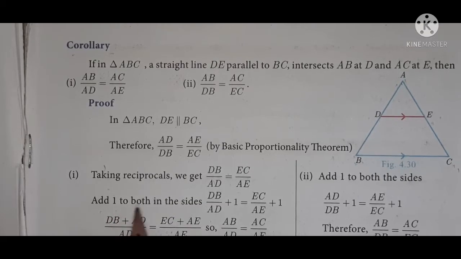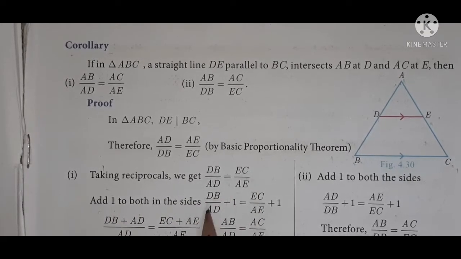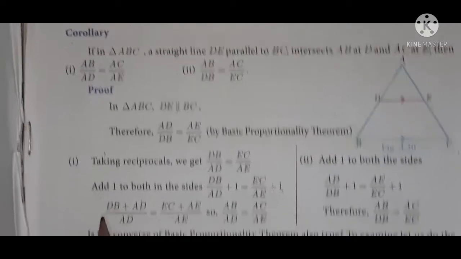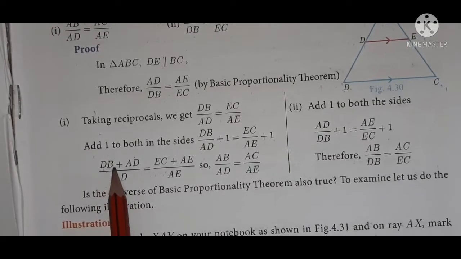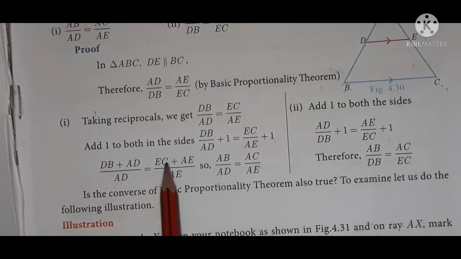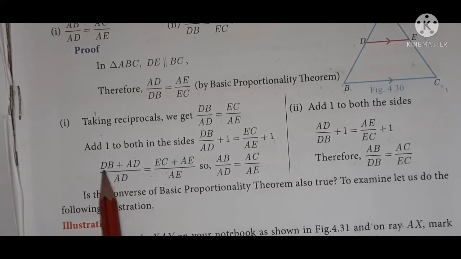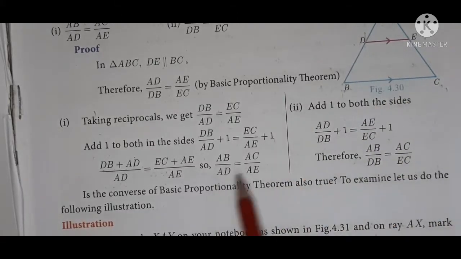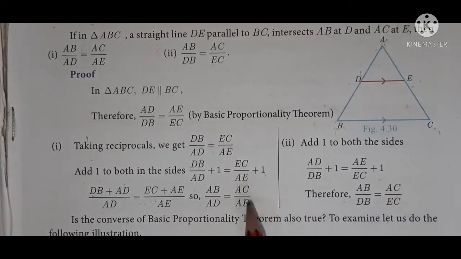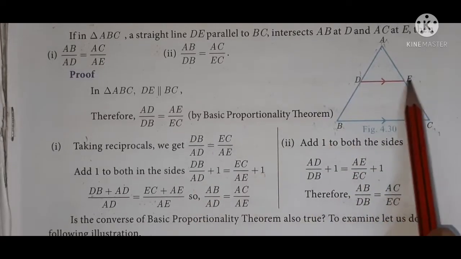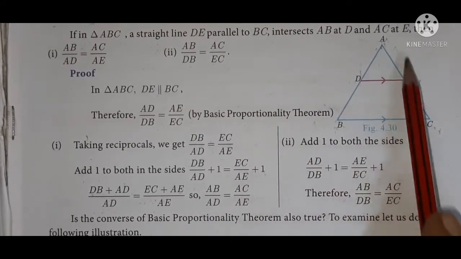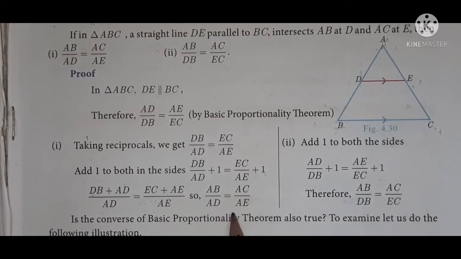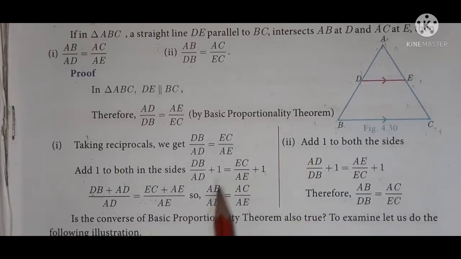Add 1 to both sides. DB by AD plus 1 is equal to EC by AE plus 1. Taking AD as the LCM, DB plus AD by AD is equal to EC plus AE by AE. DB plus AD is equal to AB, and EC plus AE is equal to AC. So AB by AD is equal to AC by AE. First one proved.